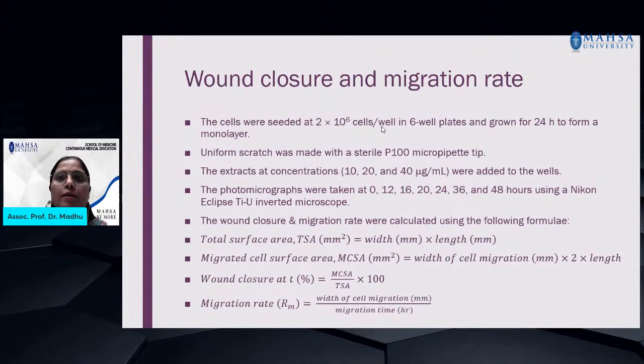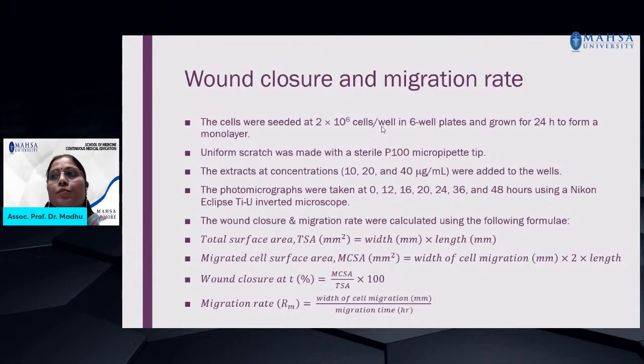So this is about the wound healing studies. Wound healing studies were carried out using these 3T3 cells. The cells were seeded at 2 into 10 to the power 6 cells per well in 6 well plates, and they were allowed to grow to form a uniform monolayer. When the cells formed a uniform layer, a scratch was made using a sterile micropipette tip. The cells were treated at different concentrations. The concentrations that we selected were 10, 20, and 40 micrograms per ml.